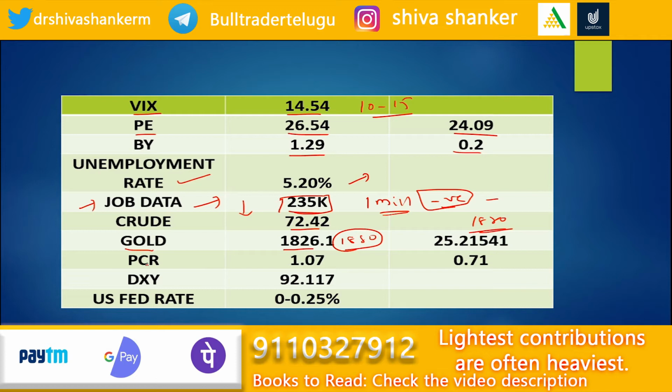Coming to the PCR ratio, at present Nifty 50 is 1.07, and Bank Nifty is 0.71. So Nifty 50 is at a neutral level, and Bank Nifty is indicating a bullish sentiment. The dollar index is weakening week by week, and the main reason is the negative job data. The US Fed rate is constant, and I'm expecting a rise in interest rates in the upcoming months because of the decreasing job data month by month.